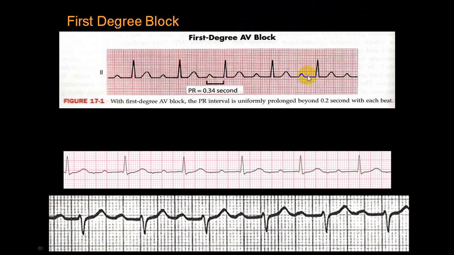If you see, all PR intervals are the same. All these are identical. And this is a first degree AV block. Here also, it is the same. You can see all PR intervals are prolonged and they are the same.